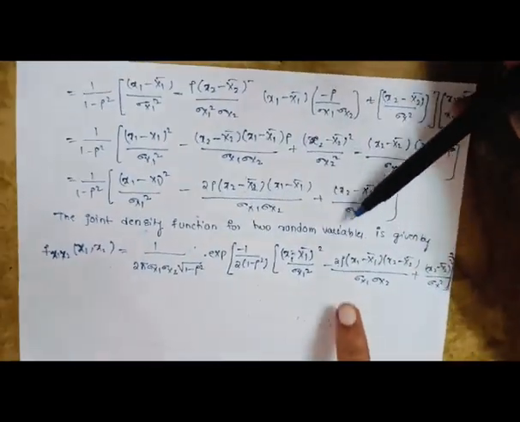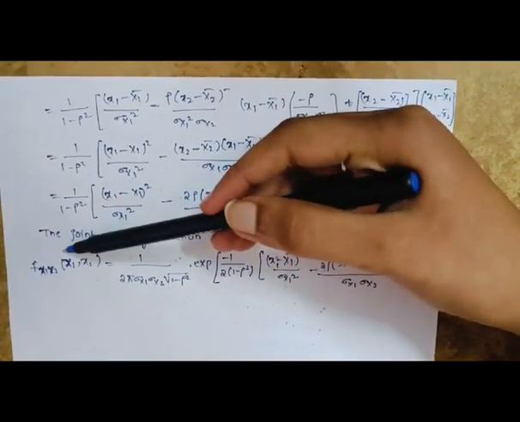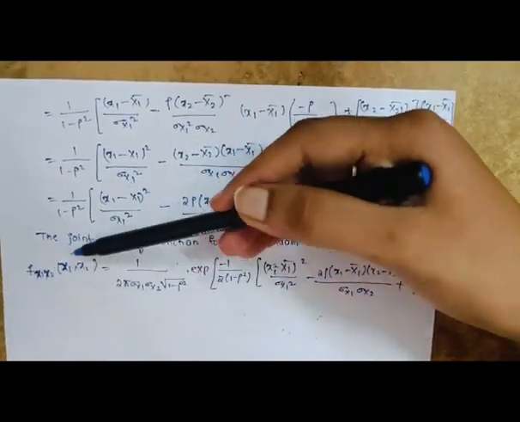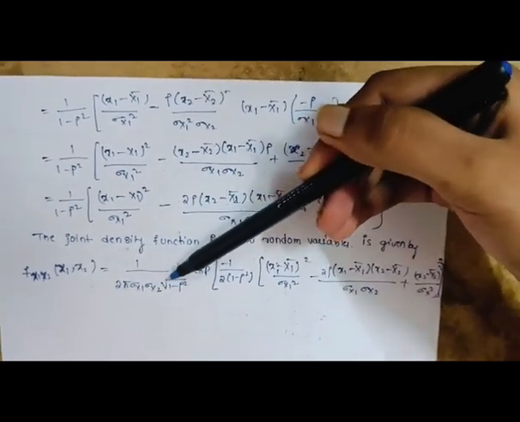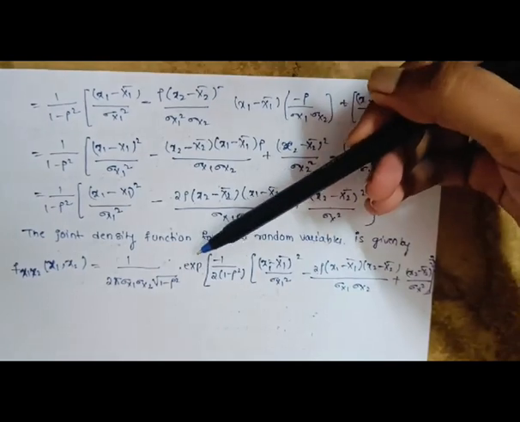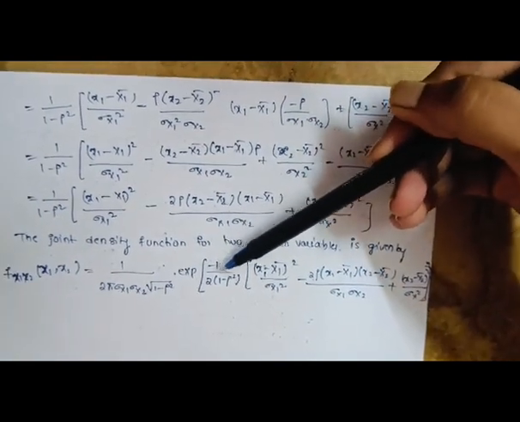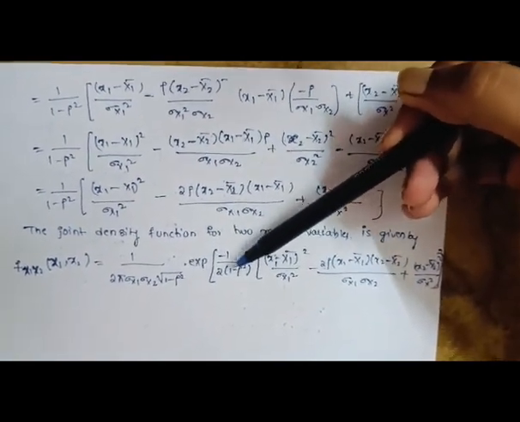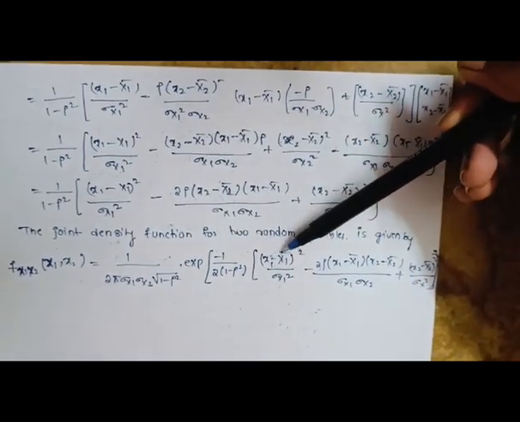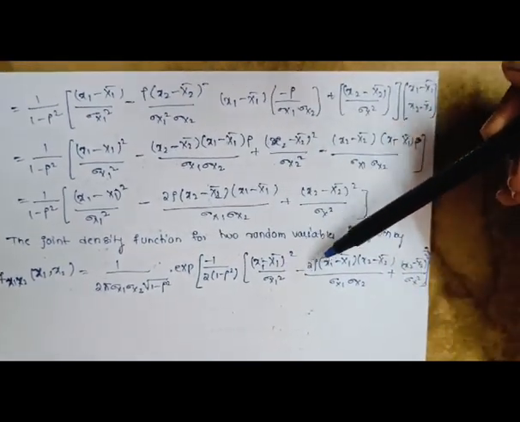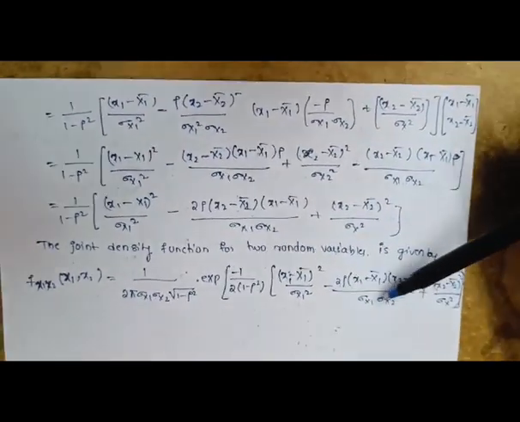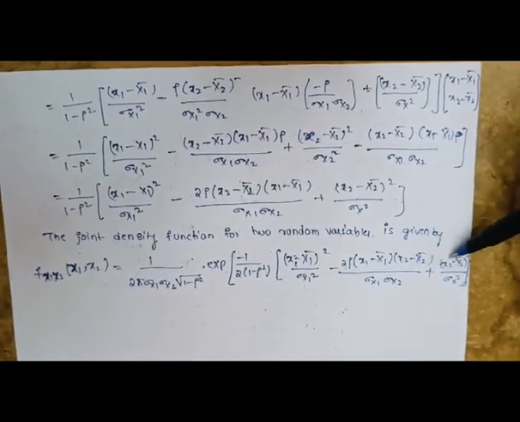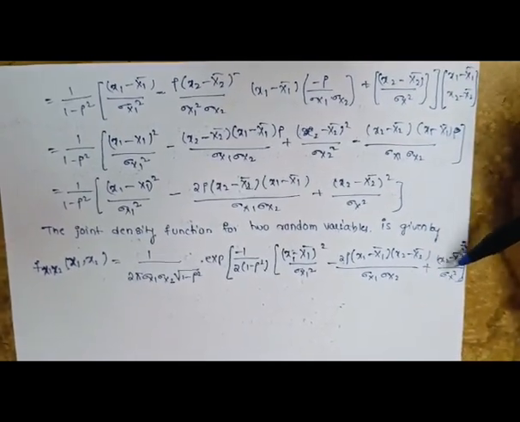equation 1, we will get the joint density function for the two random variable case, which is equal to f of x1 x2 of x1 comma x2 equal to 1 by 2 pi sigma x1 sigma x2 under root of 1 minus rho square, exponential of minus 1 by 2 into (1 minus rho square) into [(x1 minus x1 bar) whole square by sigma x1 square minus 2 rho (x1 minus x1 bar) into (x2 minus x2 bar) by sigma x1 sigma x2 plus (x2 minus x2 bar) whole square by sigma x2 square]. Thank you.